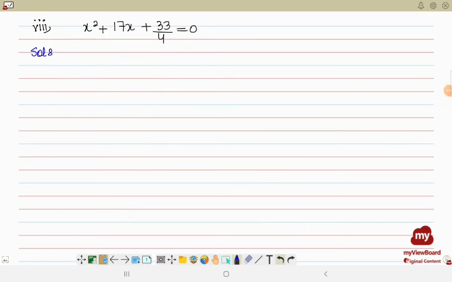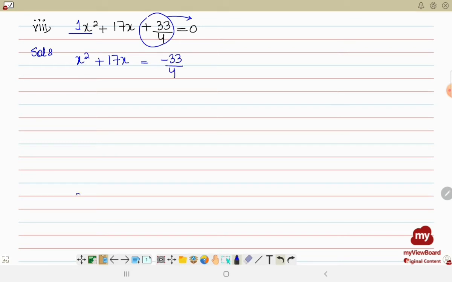Let's solve another quadratic equation by the completing square method. Let's solve it stepwise. The very first step was to make the coefficient of x square as 1. Here it is already 1. Let's move to the second step now. That was to shift the constant term to the right hand side. So it will become x square plus 17x, and it will become minus 33 by 4.